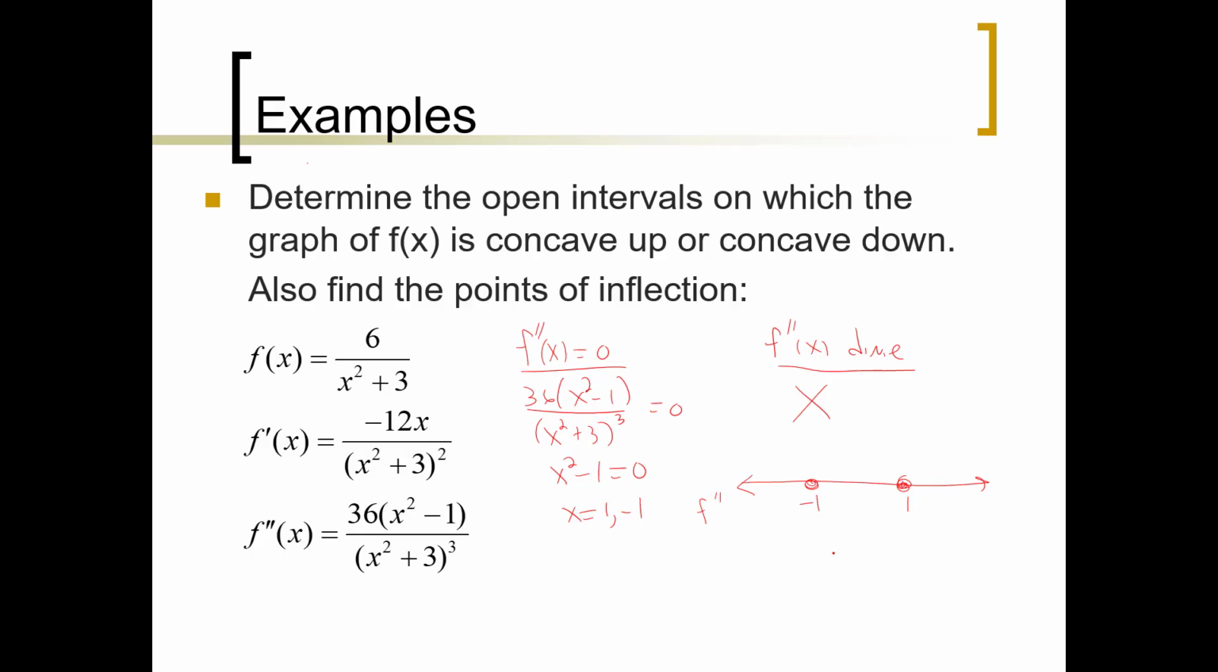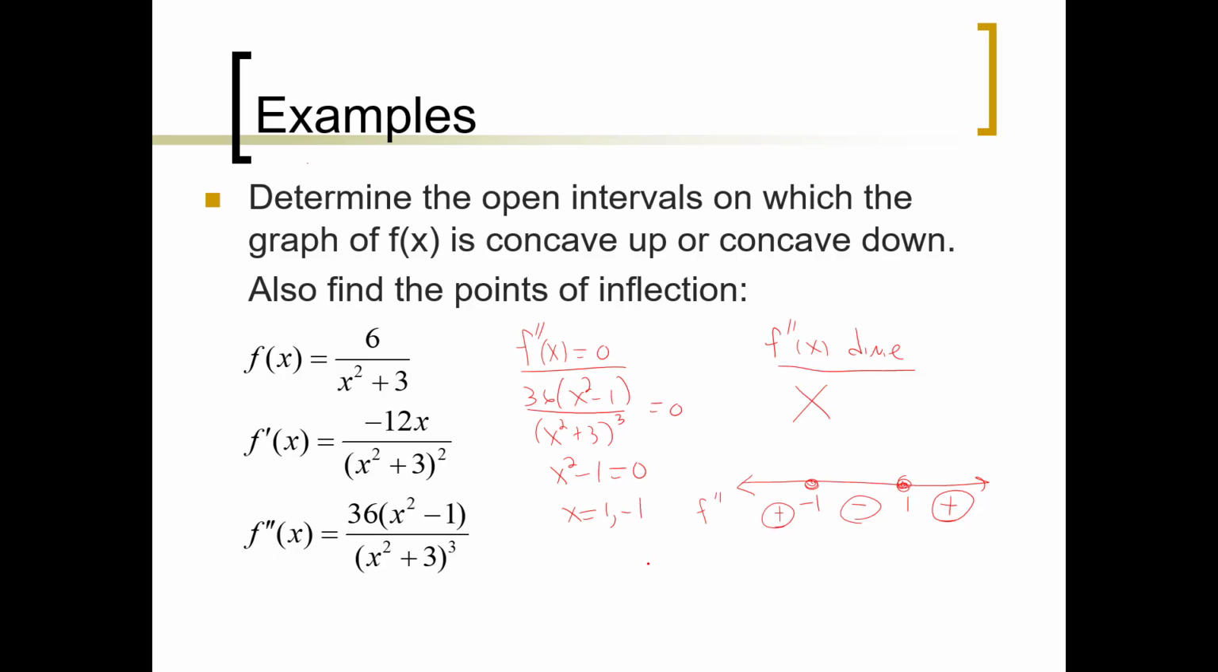In every interval, just pick a number, plug it into the second derivative. If you plug, say, 2 into the second derivative, you'll get a positive number. If you plug in 0 into the second derivative, you would get a negative number. And if you plug in, say, -2 into the second derivative, you would get a positive number.